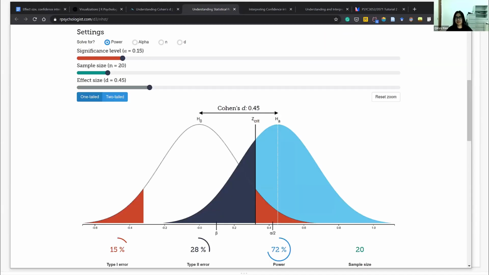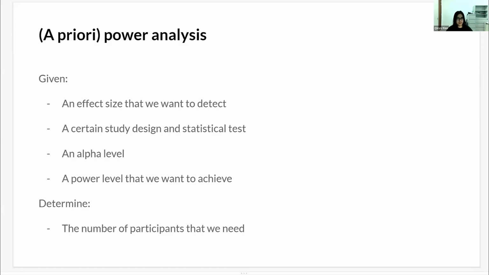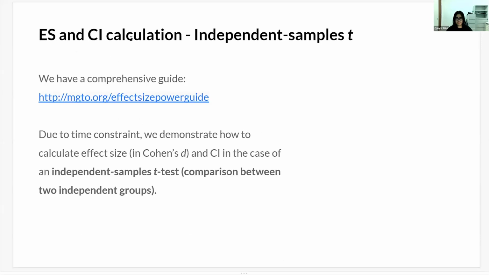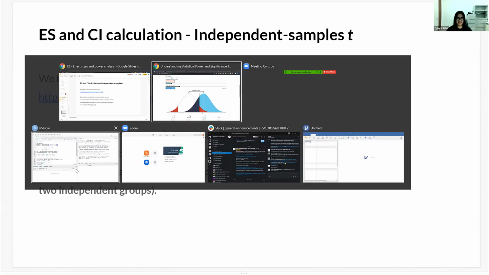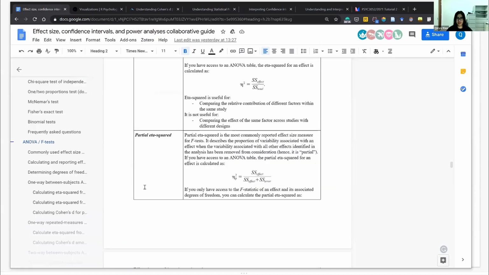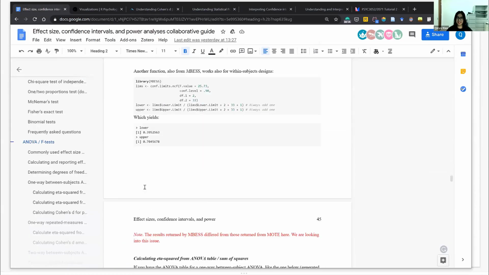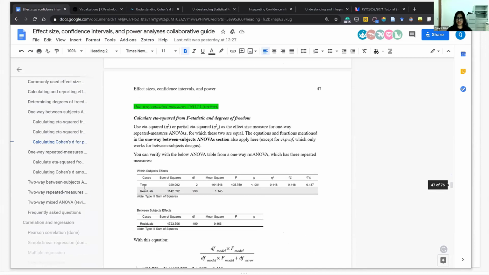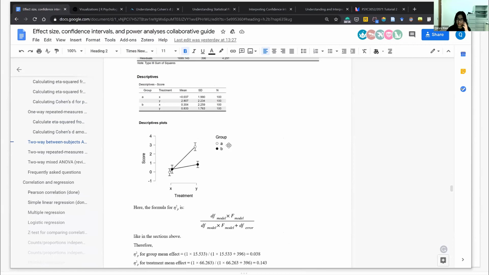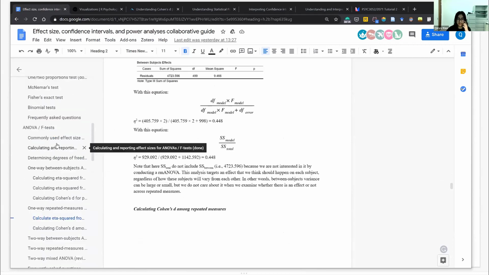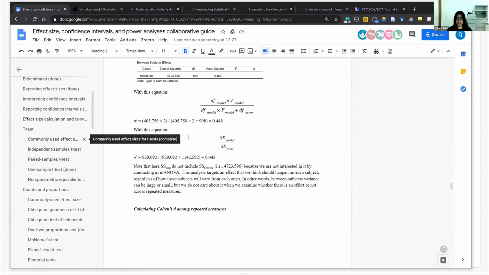Okay, so back to our tutorial. Now, I'm going to demonstrate how to calculate effect size and confidence intervals. Because we have limited time, we're only going to demonstrate the independent samples t-test, but most other common tests are covered in the guide, with hopefully detailed code showing what you need to do to calculate the effect sizes. So I will just use the independent samples t-test as an example in our illustration here.